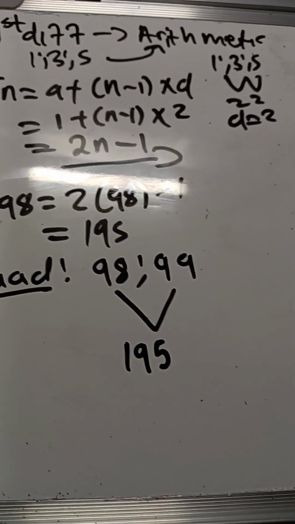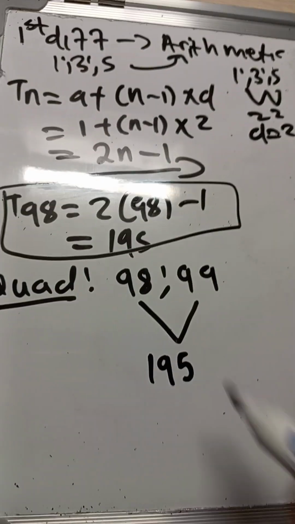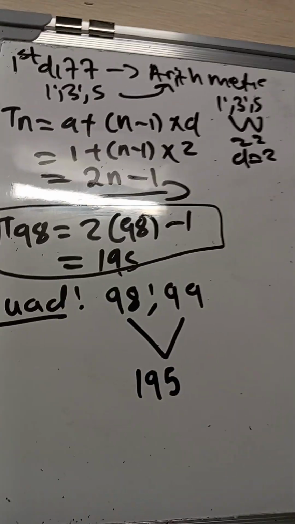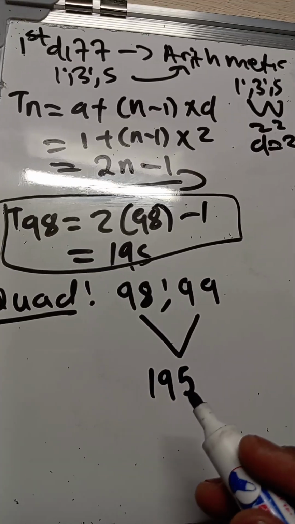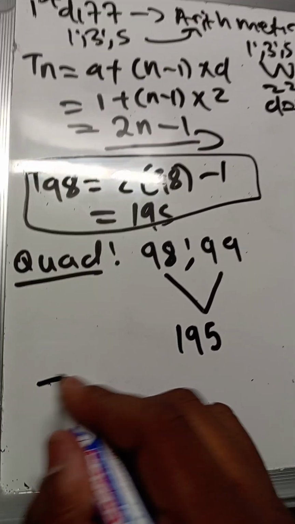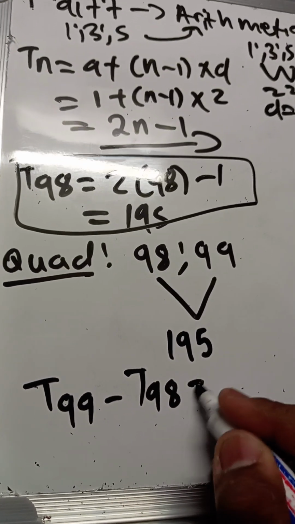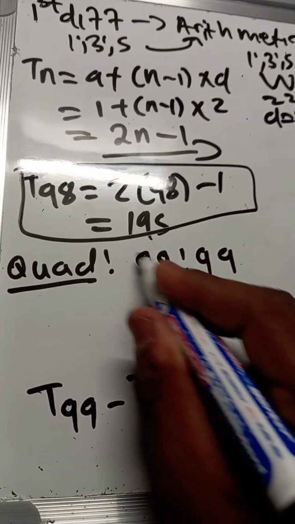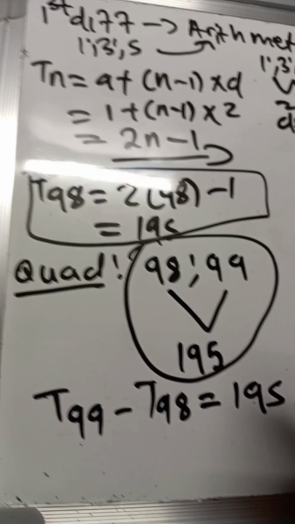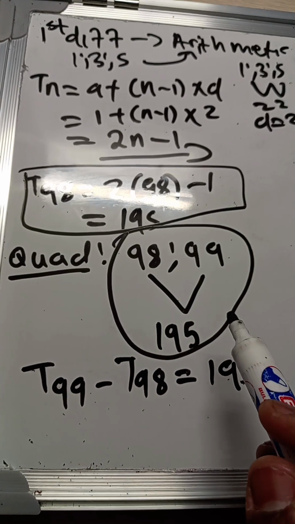Why am I saying 195? Because I just calculated the 98th term of the arithmetic pattern. So since I have this 195, what am I going to do now? I'm just going to say T99 minus T98 is equal to 195. I hope you understand this whole thing because it is very, very important. Okay? It is very, very important.